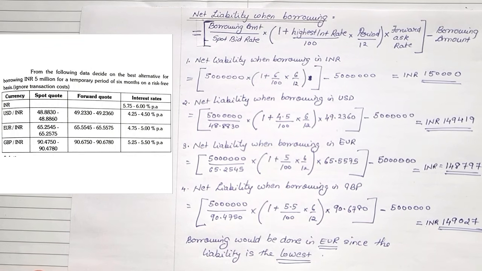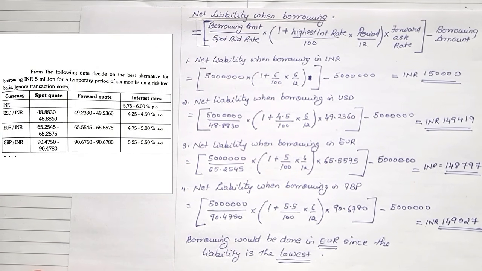So this is how you all had to solve the sum when they are asking you to make a borrowing decision under covered interest parity sums. These are the two types of sums which can come, when they give you different alternatives and ask you which is the best alternative to borrow. I hope everyone has understood this.